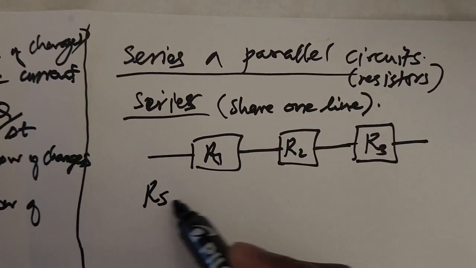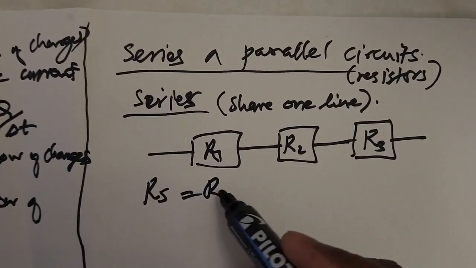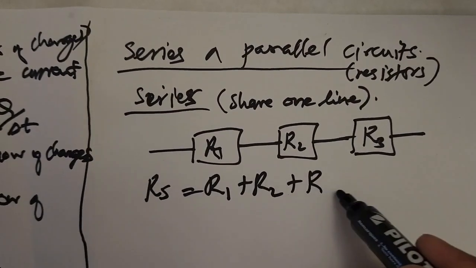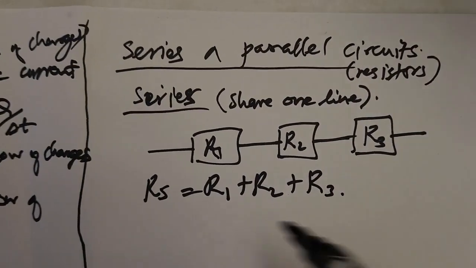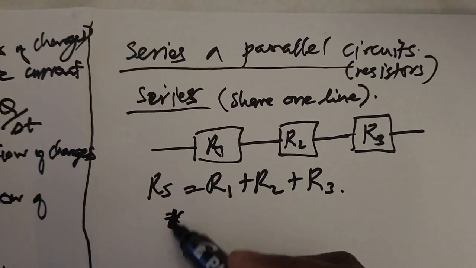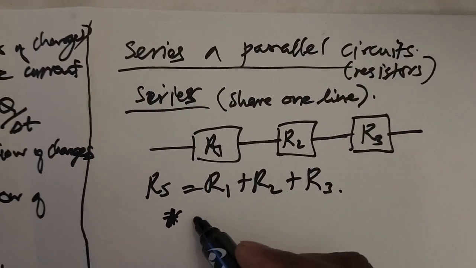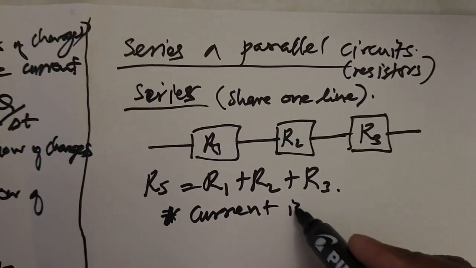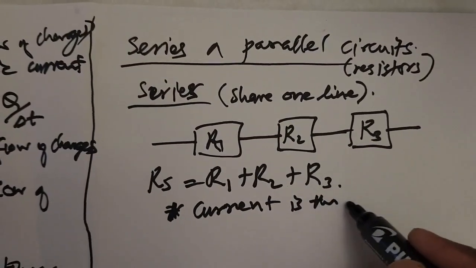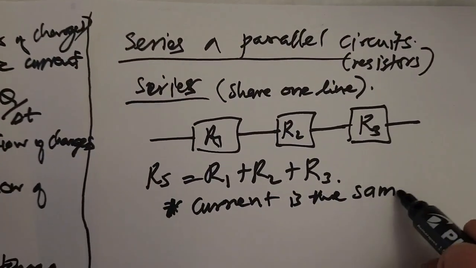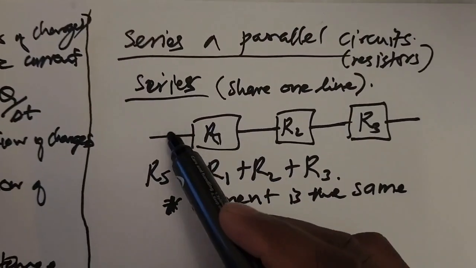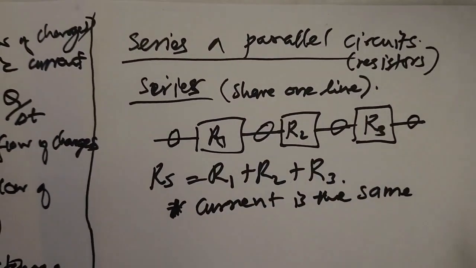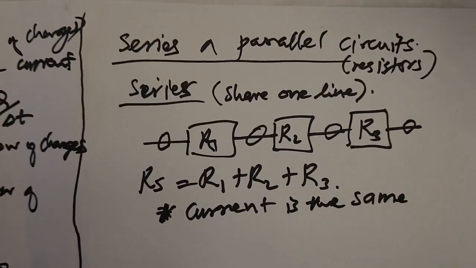How do you find the effective resistance in this case? It will be their sum: R1 plus R2 plus R3. They will give us the effective resistance. There are 2 points that you need to note. When they are in series, the current flowing in each one of them is the same. So if you connect an ammeter here, here, and here, all these ammeters will read the same value.